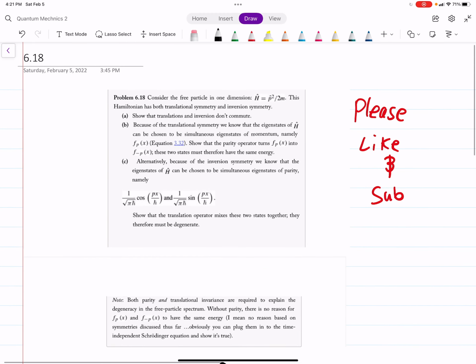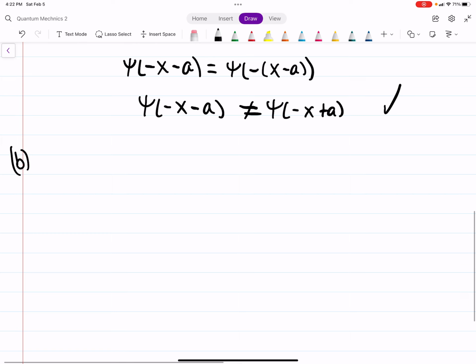Part B says, because of the translational symmetry, we know that the eigenstates of H can be chosen to be simultaneous eigenstates of the momentum, namely that equation, which I'll give you. So that the parity operator turns f p of x into f of minus p of x. These two states must have the same energy. Okay? So the equation that they're referencing is this one.